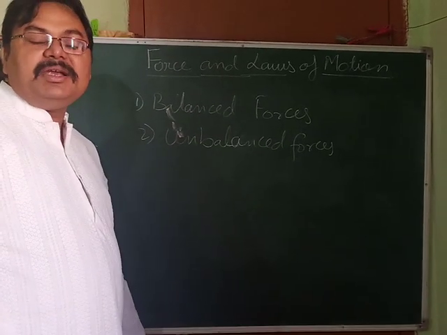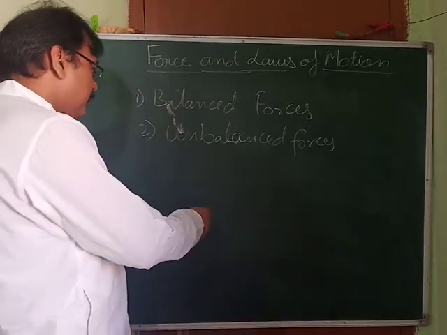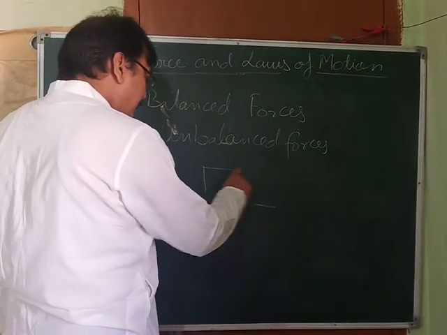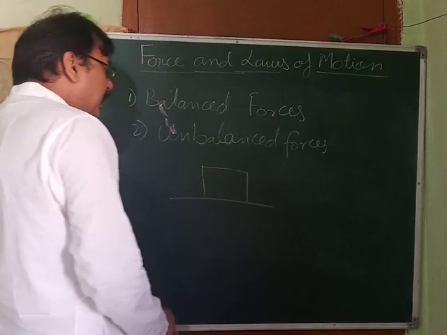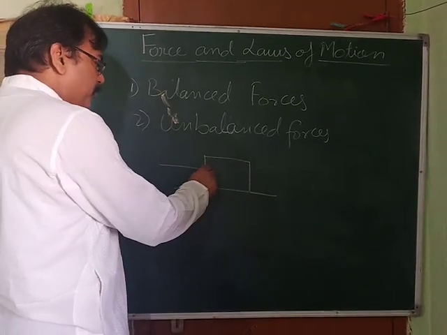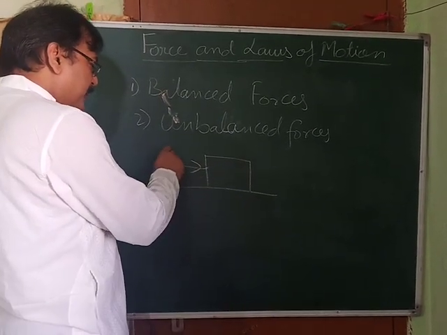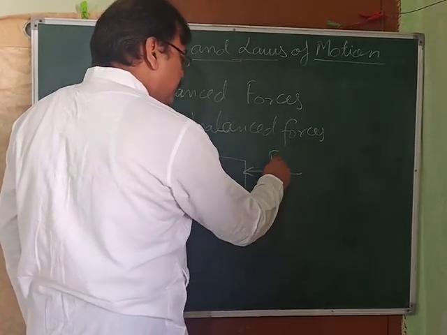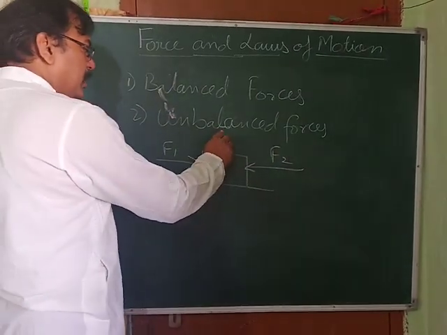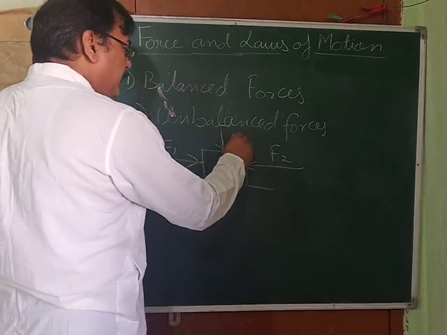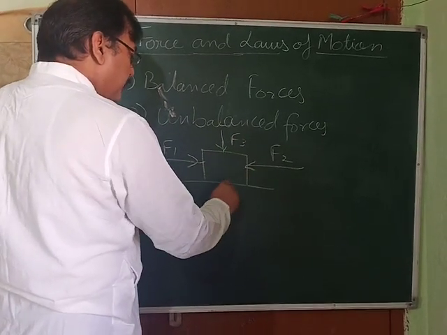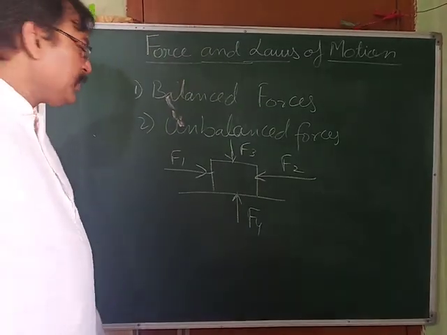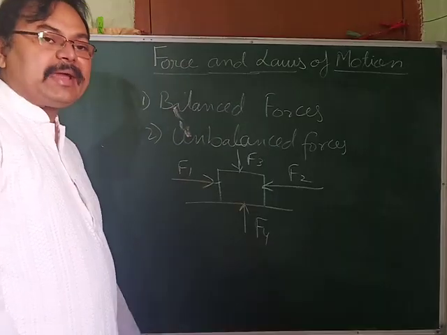I think you have studied in class 8th also, but here also I would like to tell you. Suppose a body is there. Okay, this is a body, and on this body, a force is acting from this side. Suppose F1 is acting. A force is acting from this side, let it be F2. A force is acting from this side, let it be F3. And a force is acting from this side, that is F4. These are the forces acting on this body.